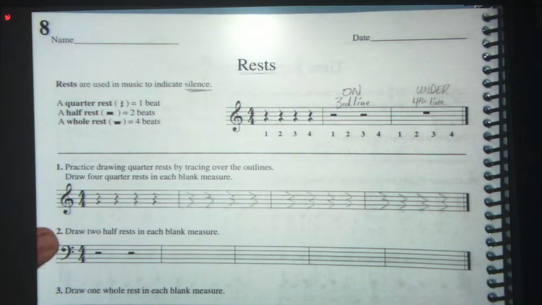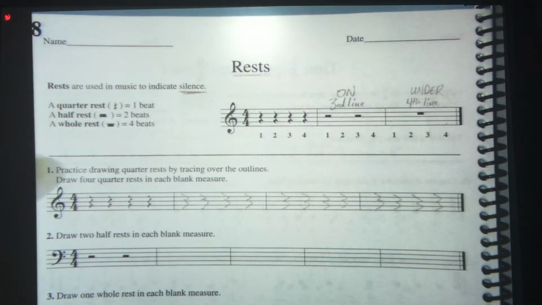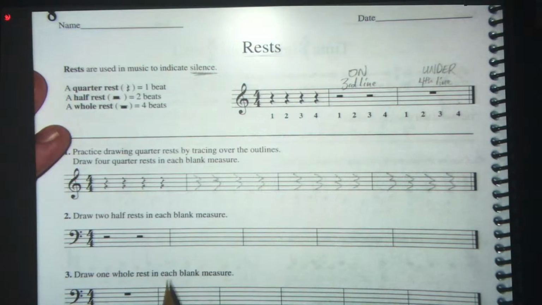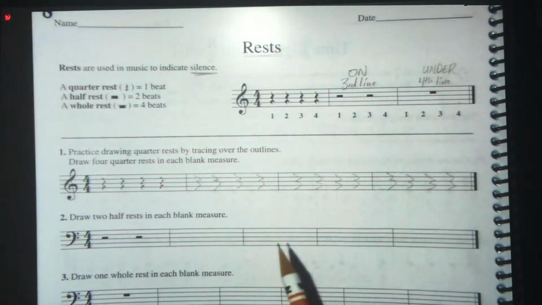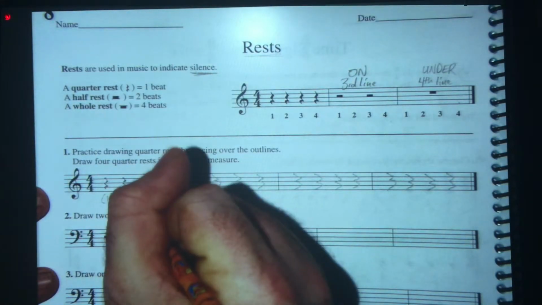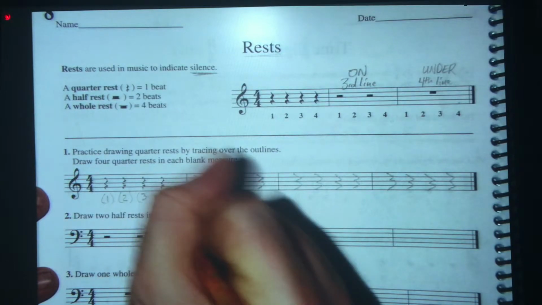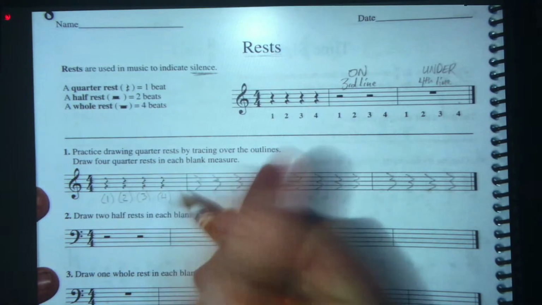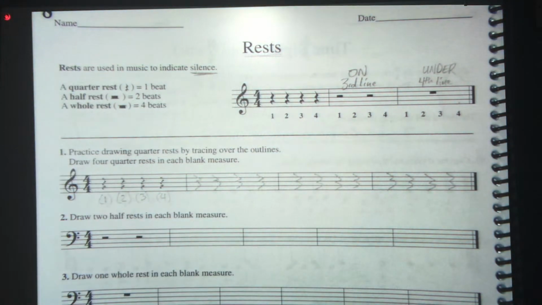Now, the half rests and the whole rests I'm going to be much pickier about. So we're going to do number 2 here. Draw 2 half rests in each measure. Why do we need to draw 2? Because they get 2 beats of silence. By the way, for this first one, this would be 1, 2, 3, 4. And you notice I put these things around them. That indicates a beat of rest. And when we clap and count them, we put our hands off to our sides.